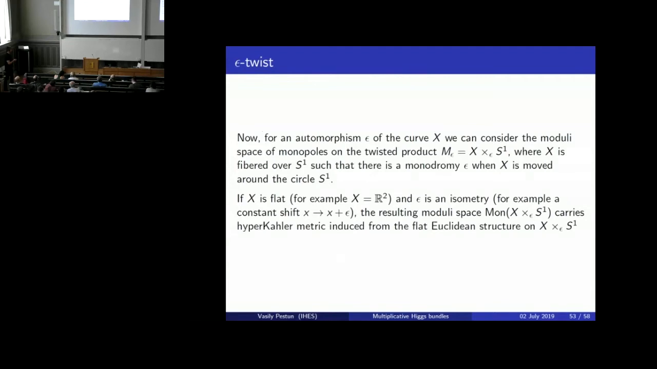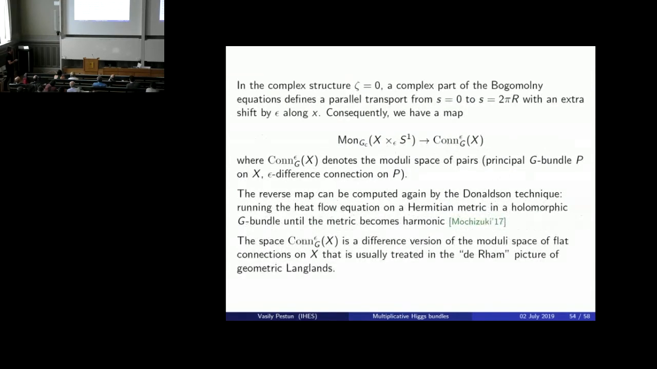And consequently, one can show that the space is isomorphic to the space of these epsilon difference connections, which replaces the moduli space of flat connections in the additive case of Hitchin's system.